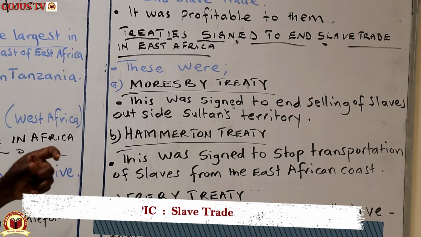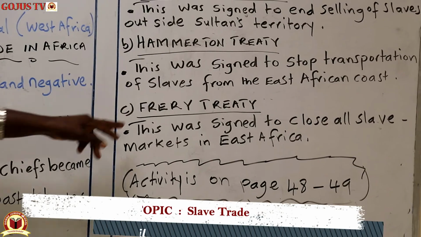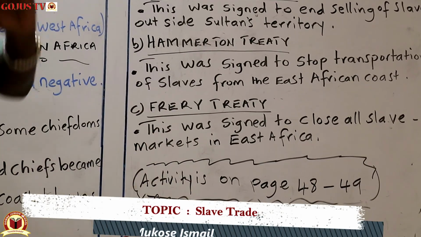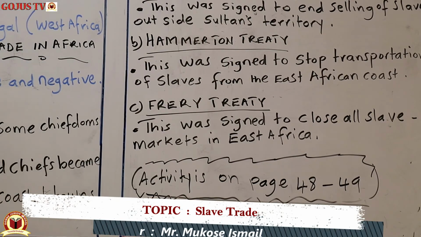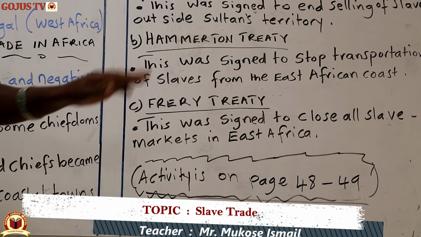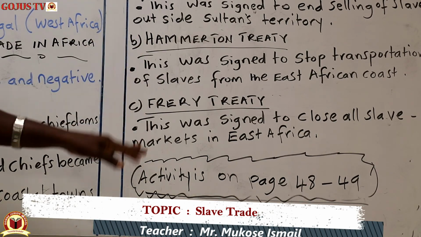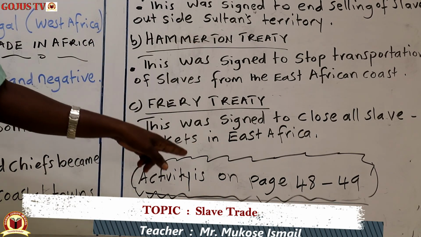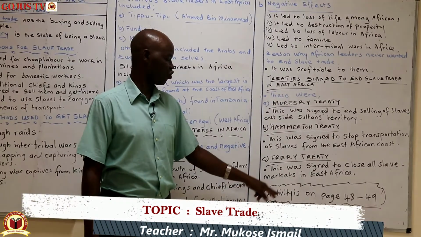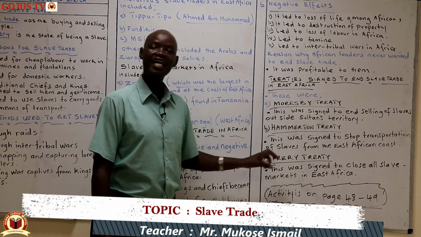Then the last one, which was signed, was Frere Treaty. Frere Treaty was signed to close all slave markets in East Africa. Therefore, that marked the end of slave trade when they signed the Frere Treaty. When you look at that kind of work, the activity is on page 48 to 49.